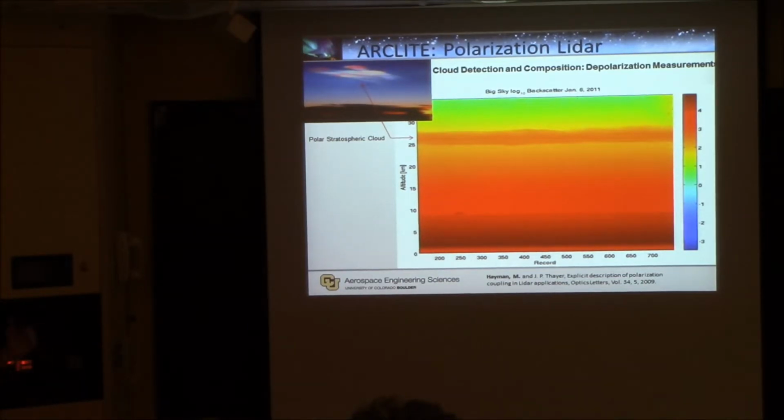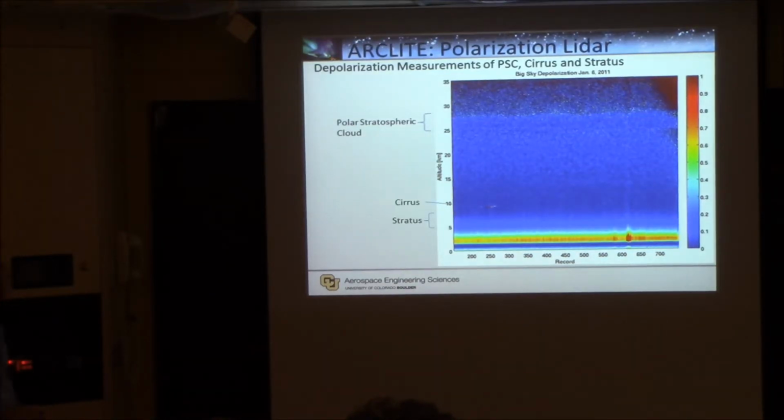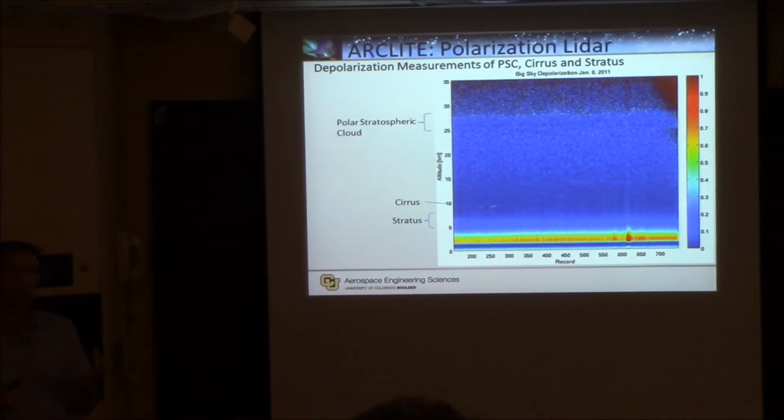So what we wanted to do was try to understand better their makeup. And one way to do that is to look at the polarization properties of the scattered light. And we do that here. So what we've done is we've taken two planes of polarization and we've ratioed them. And that gives us an estimate of what we call the depolarization ratio. I'll talk more about that in a moment. But the depolarization ratio gives us an idea of what these particles are made up of.